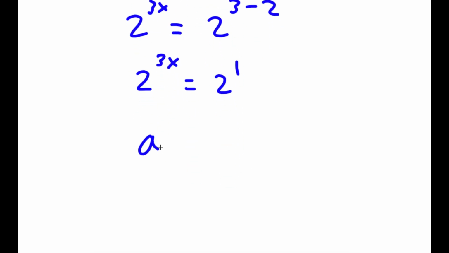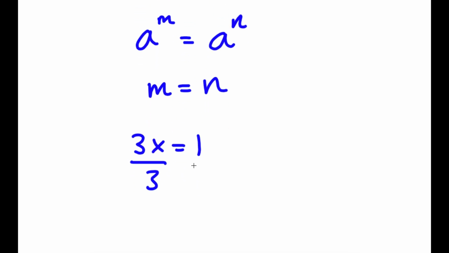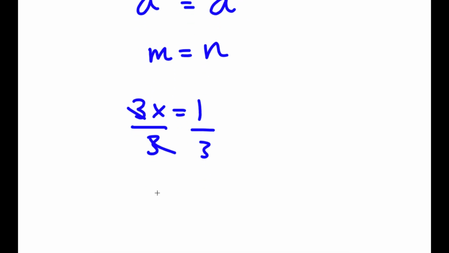Now, if I have something in the form a to the power of m is equal to a to the power of n, this means that m is equal to n. So in this case, 3x is equal to 1, and if I divide both sides by 3, I get x is equal to 1/3.